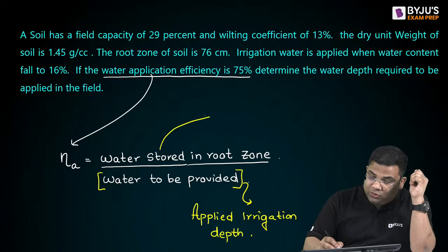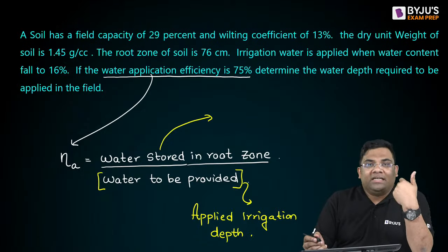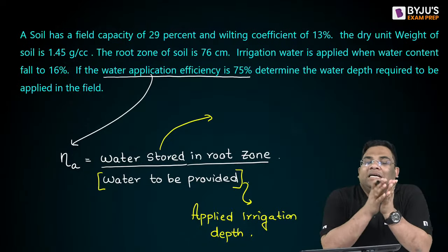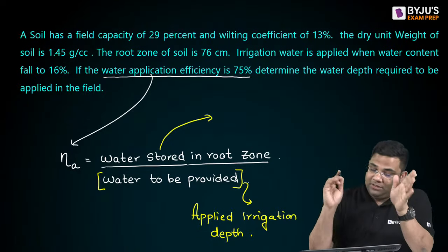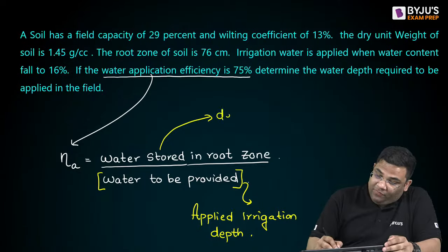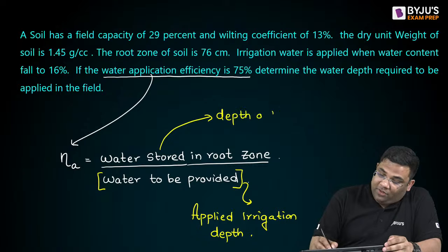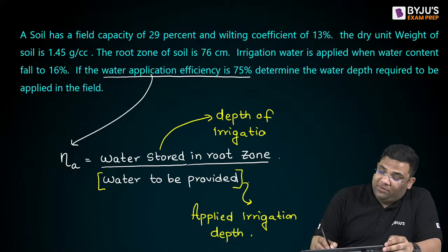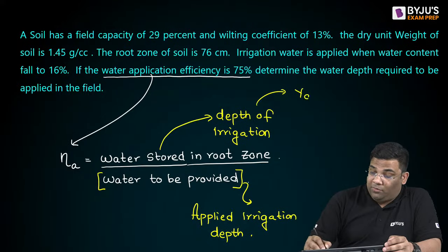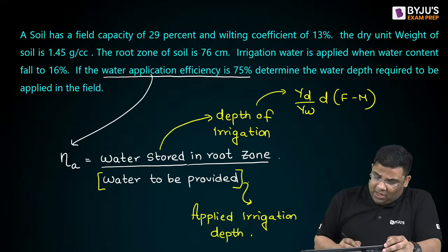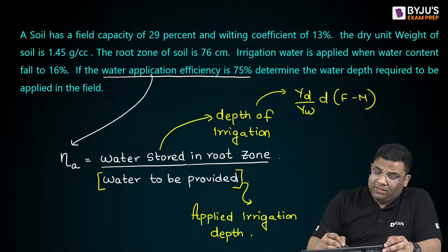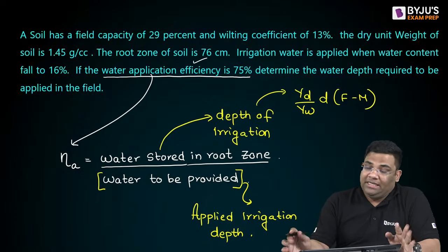And this is the water stored in the root zone, meaning how much water is actually required to bring the moisture content from the current moisture content to field capacity. So this is actually the depth of irrigation. And how do we find this depth of irrigation? We find it using the formula gamma D by gamma W, D into F minus M. Right? This we get.